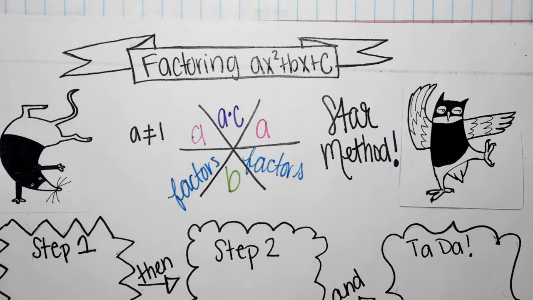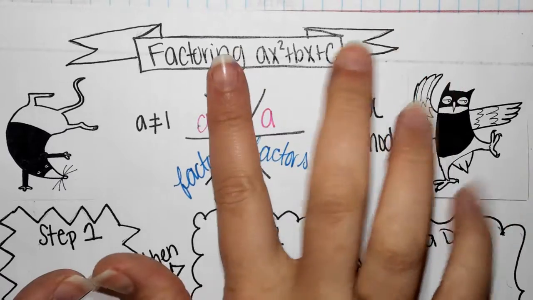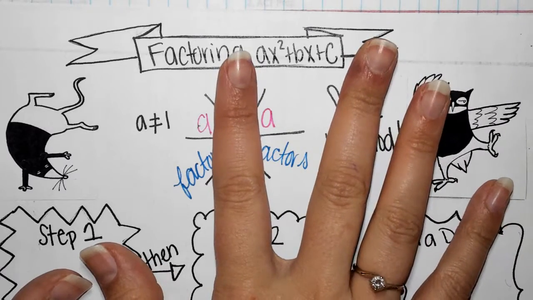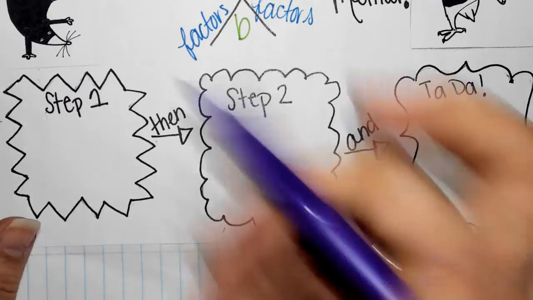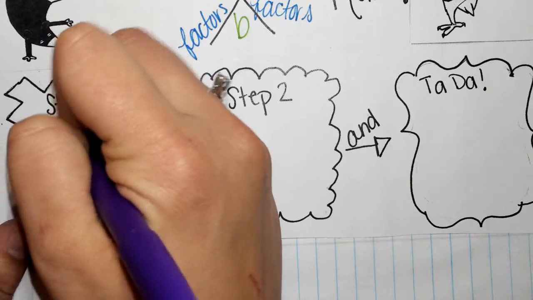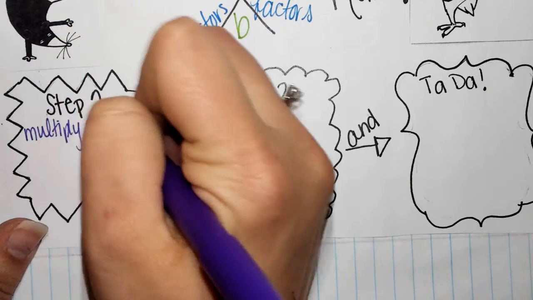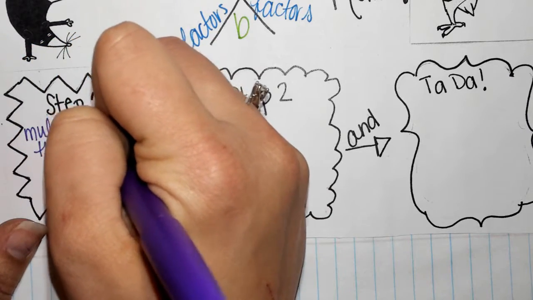Is everybody ready? Alright, do you see how if I cover up this, it makes a fraction on both sides? That's going to come in handy in a minute. Alright, so step 1. Multiply A times C, then factor.